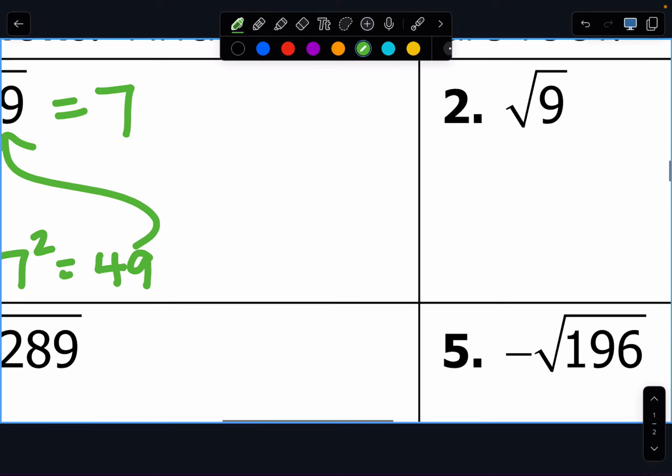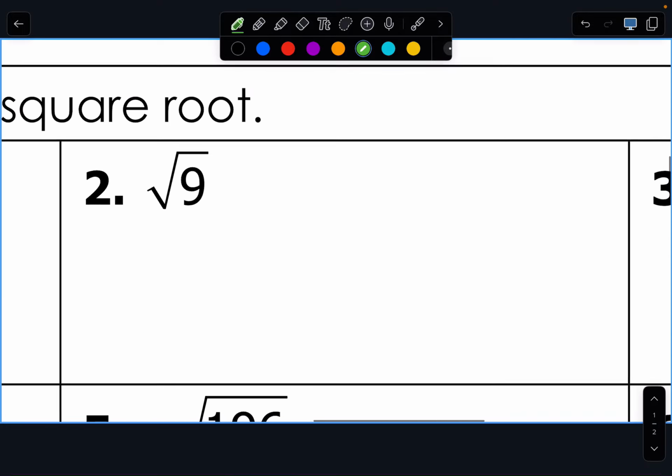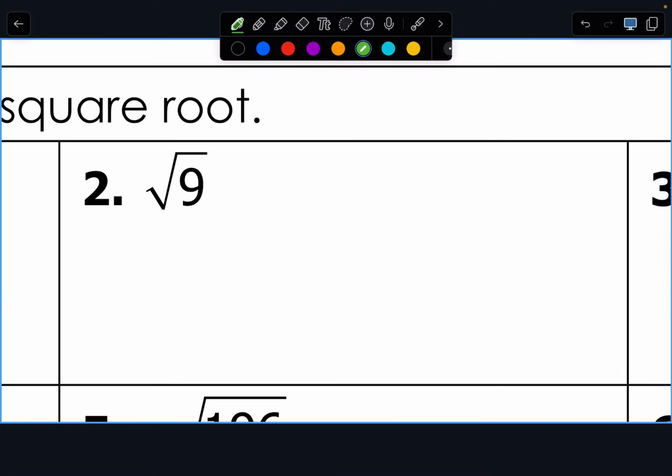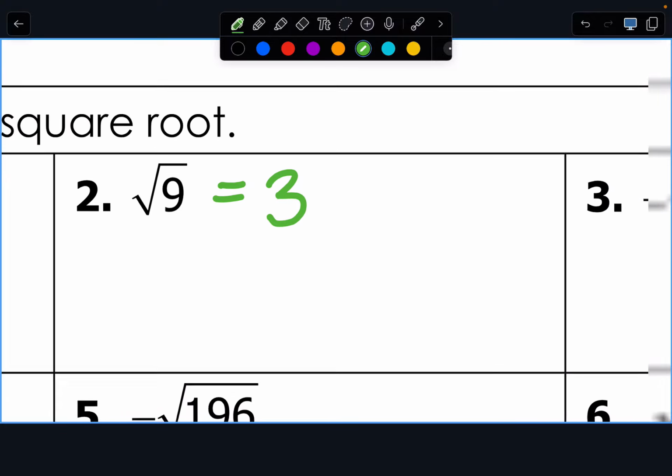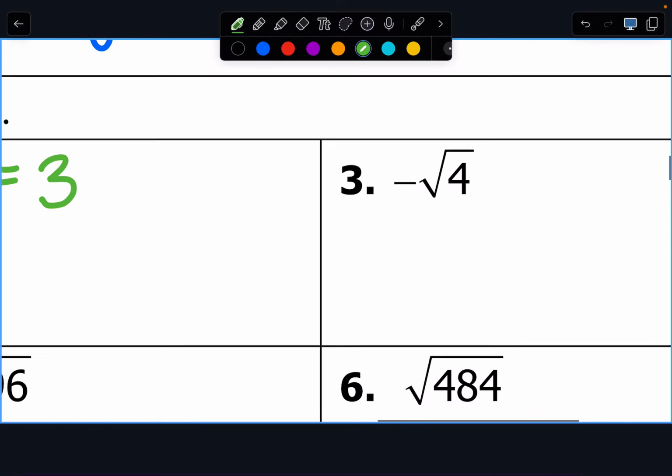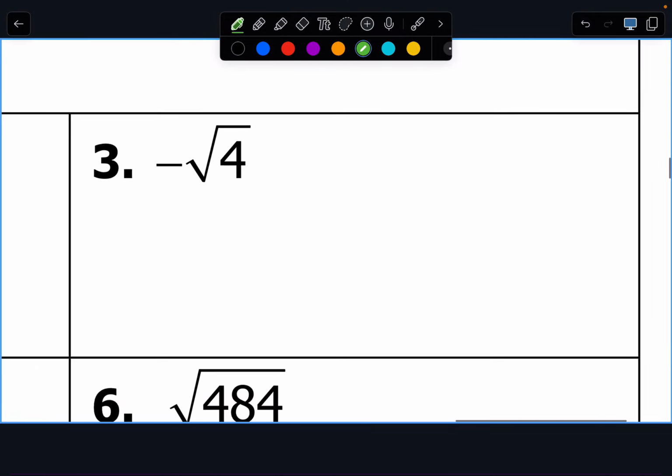Okay. Now, what about the square root of 9? 3. Since 3 squared is 9, the square root of 9 is 3. Okay, are we kind of in that groove? Now, in number 3, do you see how there's a negative on the outside? Yes. Okay, so what's the square root of 4? 2. And so we're just going to keep the negative, and then the square root of 4 is 2. Oh, okay. That's not bad.